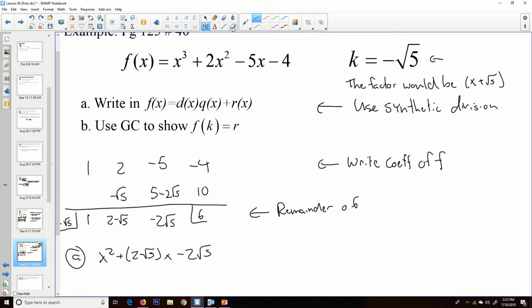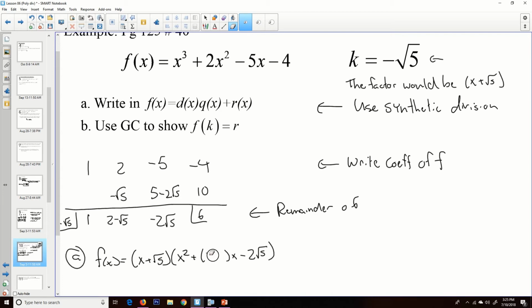I want to erase this, and I apologize. I need to write it in f of x equals this form. So f of x equals, my divisor is going to be this thing right here, so x plus square root of 5, and then here's my coefficient, so x squared plus 2 minus 5x, and then minus 2 square root of 5, that's my constant. So here is my d of x, this is my q of x, and I made a little bit of a mistake, and I'm sure that you're screaming right now at me that this should be 2 minus square root of 5, not just 2 minus 5, so there's my square root of 5, and then plus my r of x, which is 6.